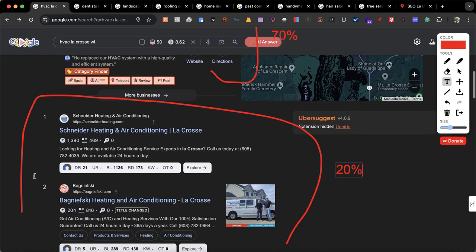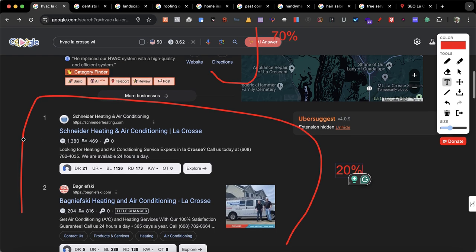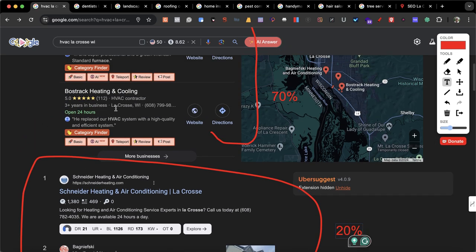Also, in organic, they get 20% of the clicks. A lot of people searching and clicking on here too. So it's always good to have both your Google business listing and your website optimized so they're both sitting on page 1.